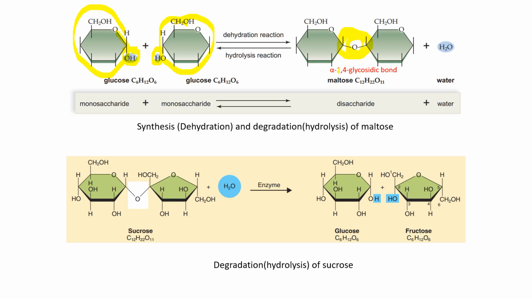Now, why alpha? Because of the position of the OH on the first carbon, which is under the plane. You can see from here it's under the plane, and the same goes here, because we have two glucose. So this is an alpha glucose. Alpha 1,4 means the glycosidic linkage is formed between the first carbon here and the fourth carbon of the other glucose molecule. 1, 2, 3, 4. First carbon with the fourth carbon. So alpha 1,4 glycosidic bond.